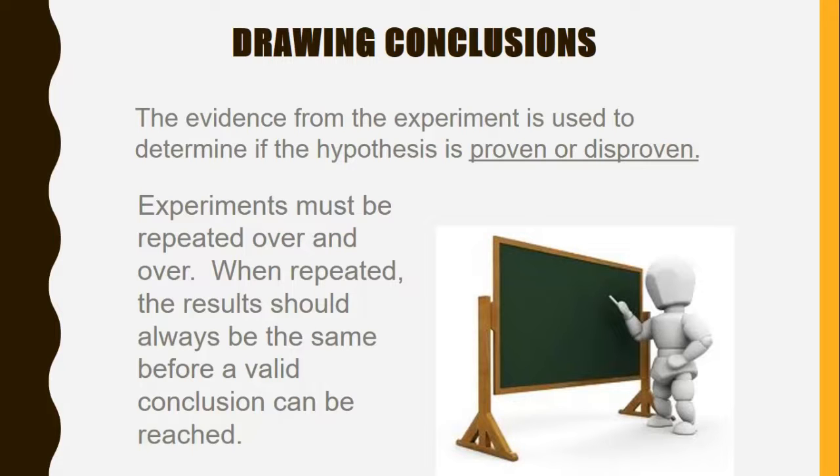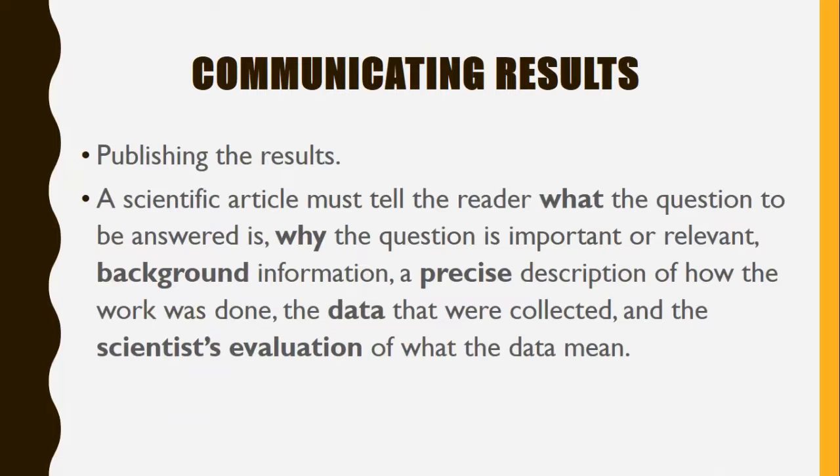Based on that number, it tells you whether your experiment's results happened by chance, or there's something significant to it. Again, experiments must be repeated over and over, and the results should always be the same before a valid conclusion can be reached. If you have wavering results, you don't have a valid conclusion.